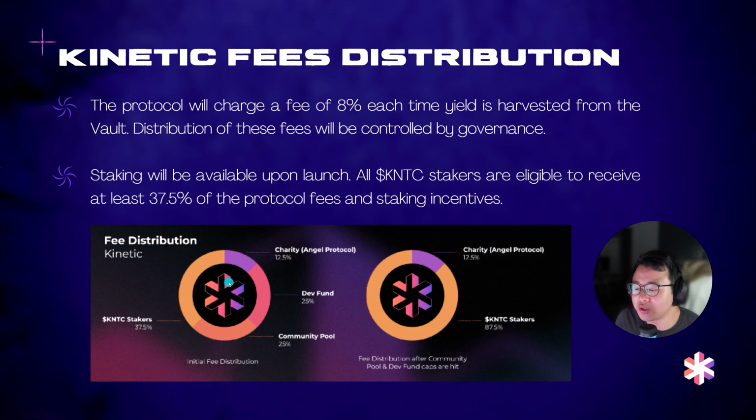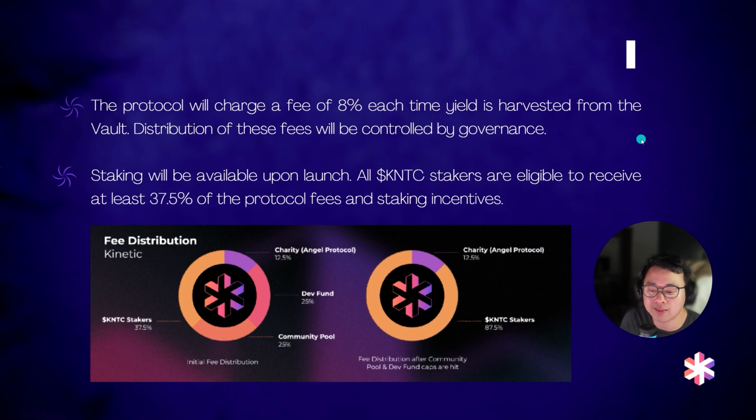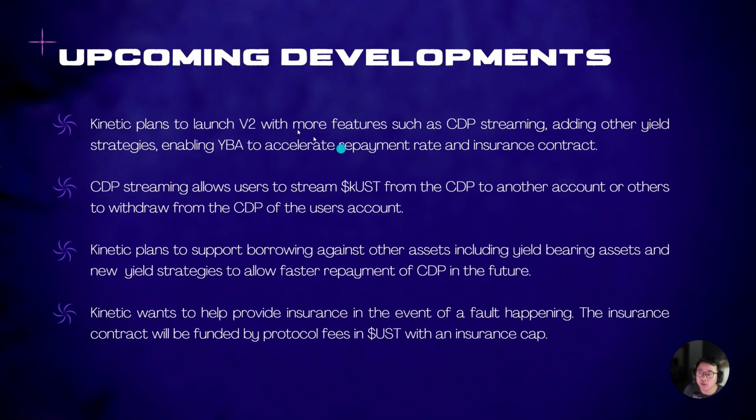If you look at the fee distribution, this is the initial fee distribution where you can see 50% of it goes into the dev fund and the community pool, like 25% each. But once the pool and the dev fund caps are hit, so they actually have a certain amount of KNTC that will go into there, it's not unlimited, there is a cap, and once this cap is hit, then all of it goes into KNTC stakers, and that is at 87.5%. So that's actually pretty high. Almost all of the fees go into KNTC stakers. I would imagine if the yield is pretty high, then there will be quite a lot of yield to the KNTC stakers. Now we look at upcoming developments.